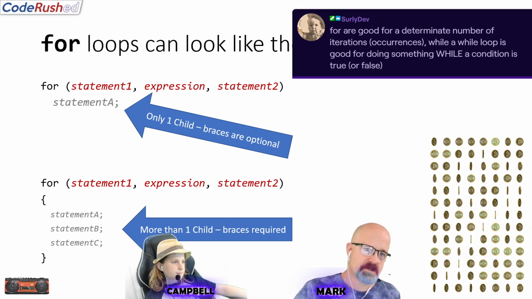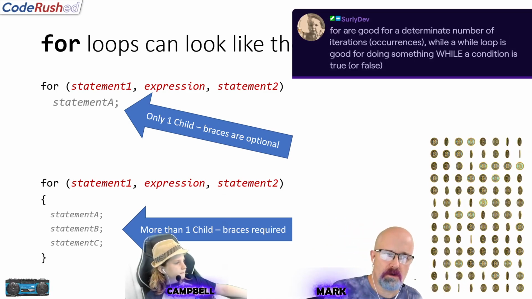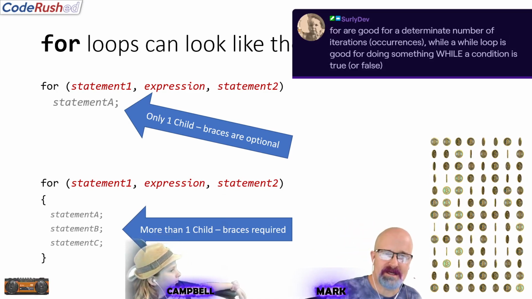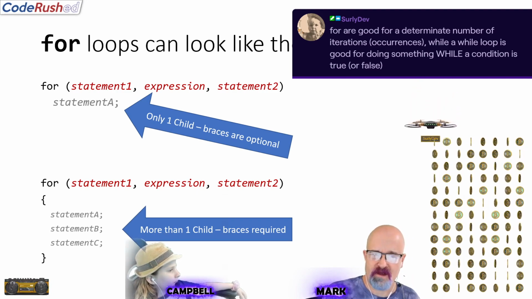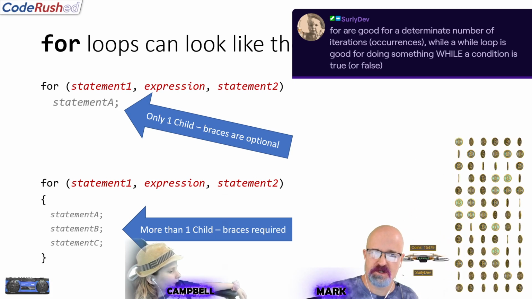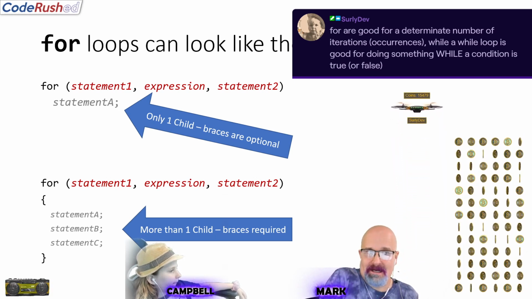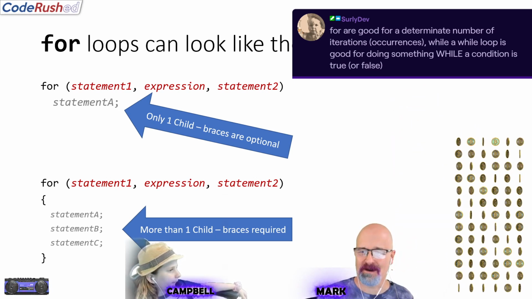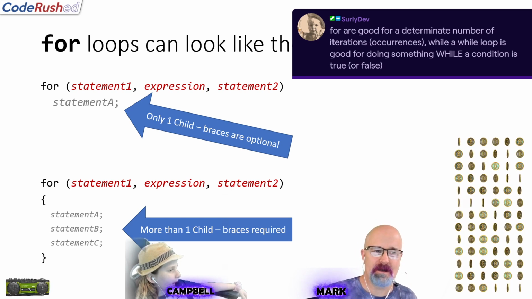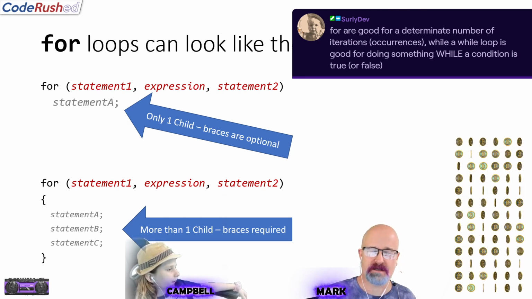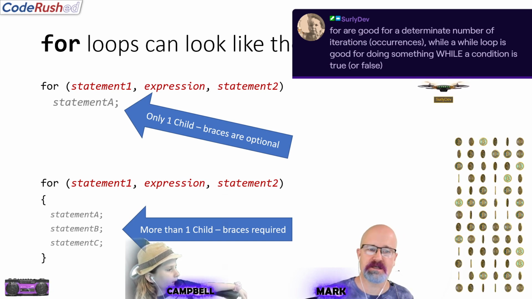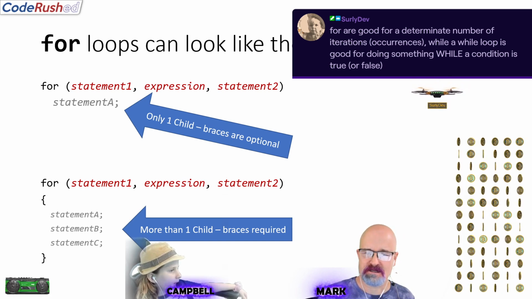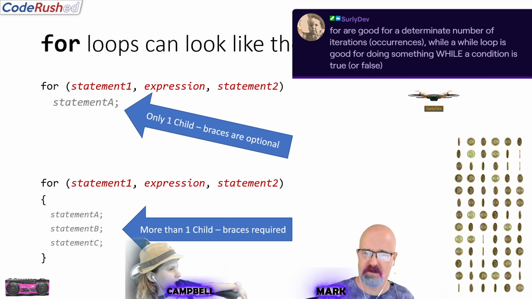Okay. Surly says, for loops are good for a determinate number of iterations. So determinate means you know in advance how many. Determinate means you can determine it, is kind of literally what it means, right? So a determinate number of iterations. You know in advance how many you're going to do. While a while loop is good for doing something while a condition is true or false. I think that's a good distinction between the two, right?